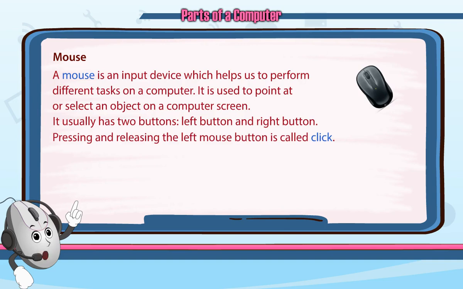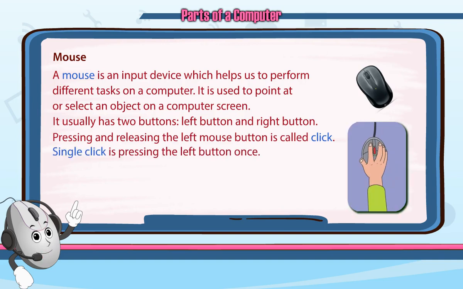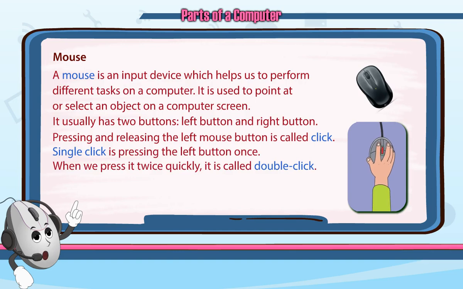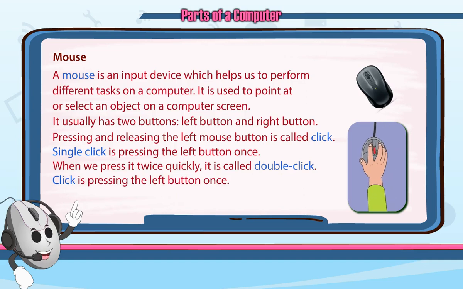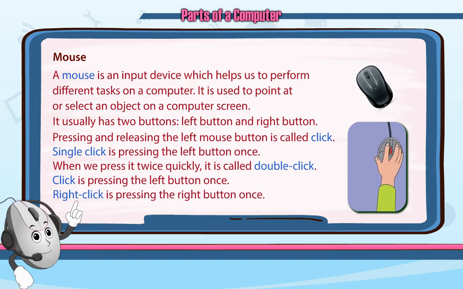Pressing and releasing the left mouse button is called click. Single click is pressing the left mouse button once. When we press it twice quickly, it is called double click. Click is pressing the left button once. Right click is pressing the right button once.